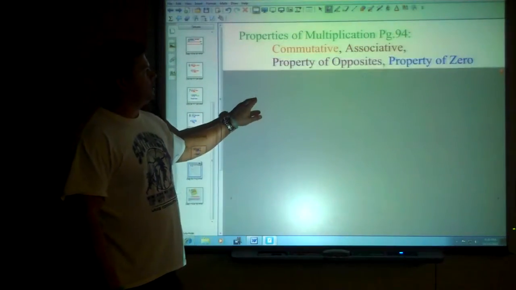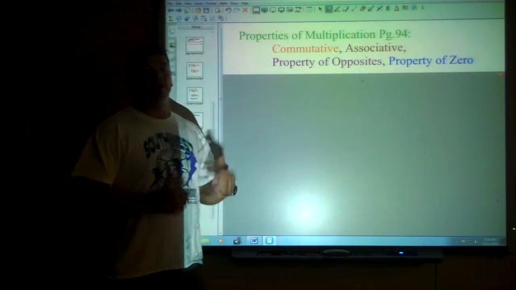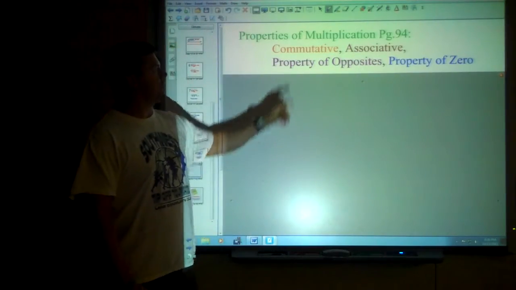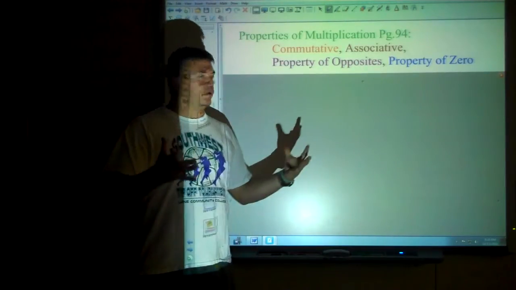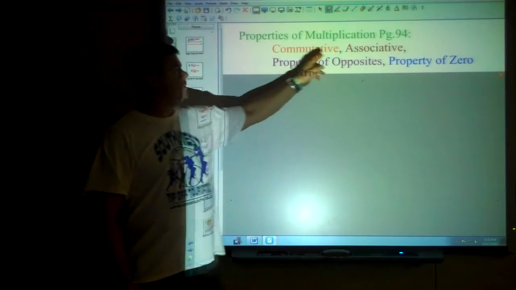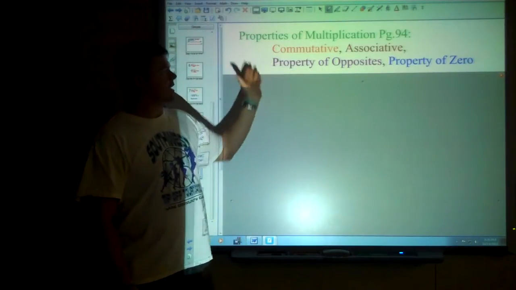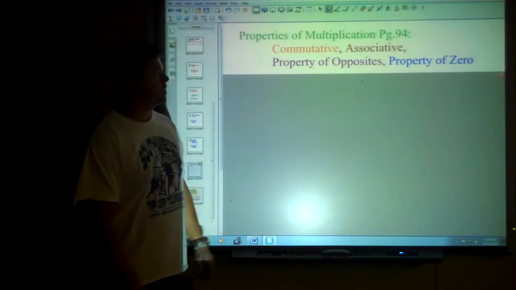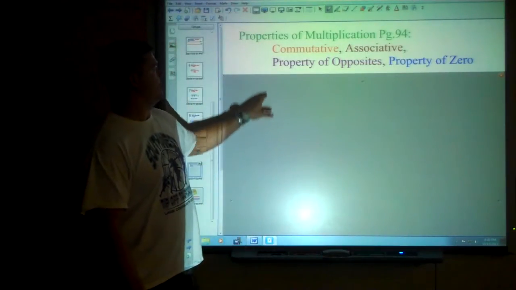All right? If you recall, some of these properties were also properties for addition. So properties of multiplication like commutative, the order doesn't matter. For the associative, it has to do with parentheses. Property of opposites, when we multiply numbers by a negative 1, it's going to give us another value that's opposite of it. And the property of 0, which is a really hard one. Multiply by 0 and you always get 0.